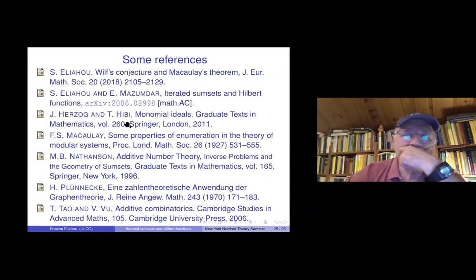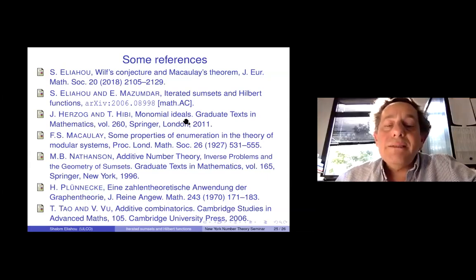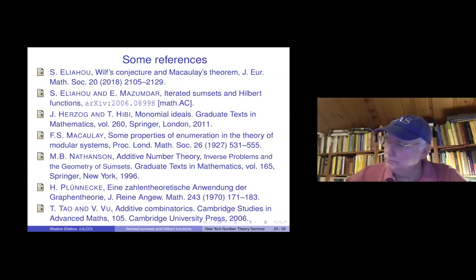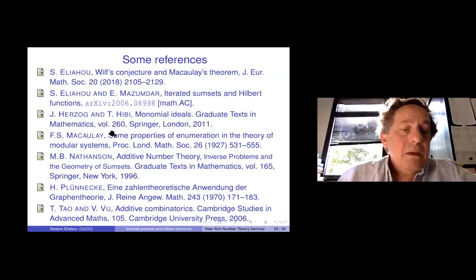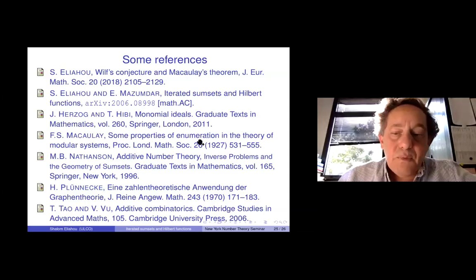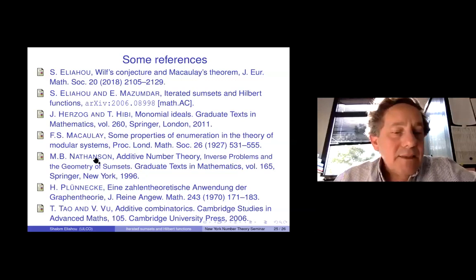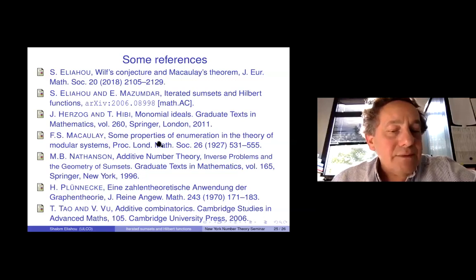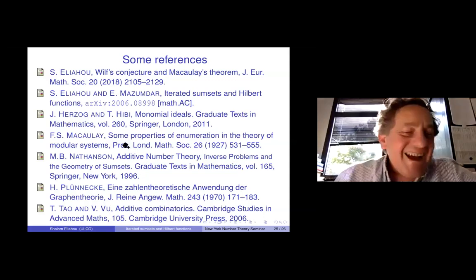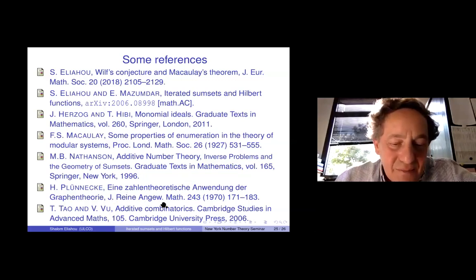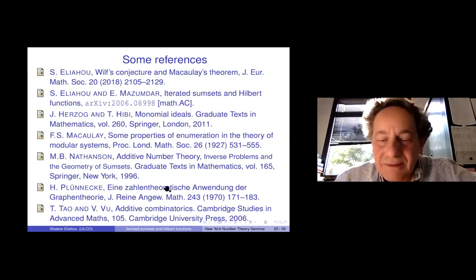In this book by Herzog and Hibi, Monomial Ideals, you can have more information on Macaulay's theorem and many more things, but there is a paragraph on Macaulay's theorem. This is Macaulay's original paper in 1927. I don't know if you know this book. I leave it to you to discover it. I don't know what MB stands for, but Nathanson, I know it. And this is Plünnecke's paper in 1970. And this is another book on additive combinatorics by Tao and Vu.